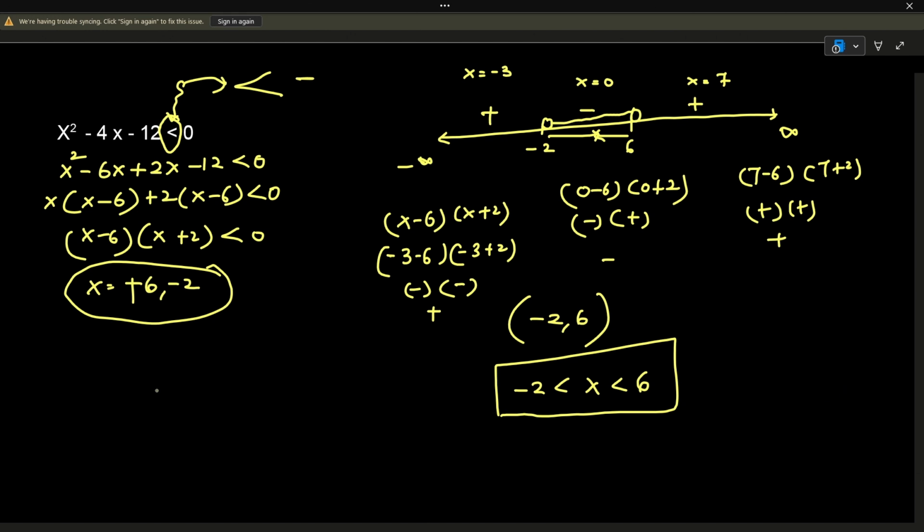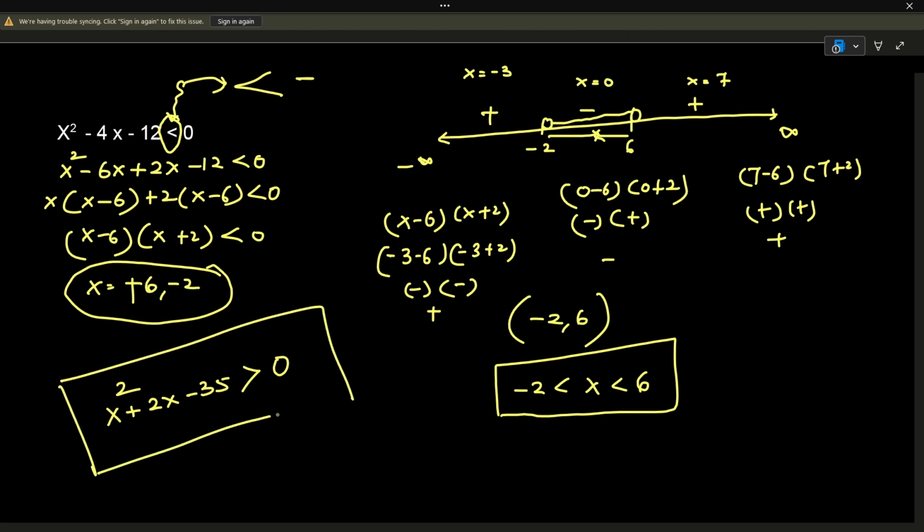Clear? Okay. Now try it yourself. This one, x square plus 2x minus 35 greater than 0. And write the answers in the comment box.